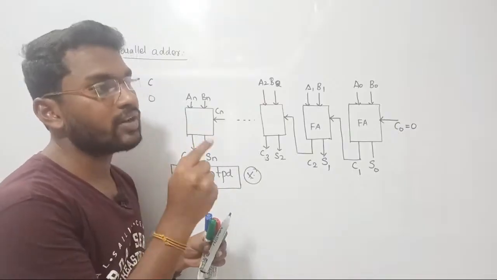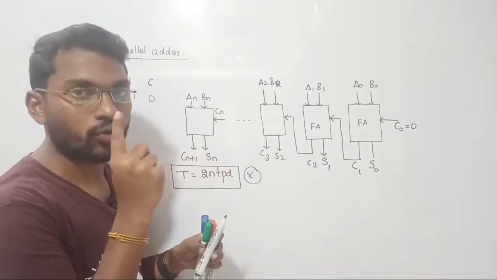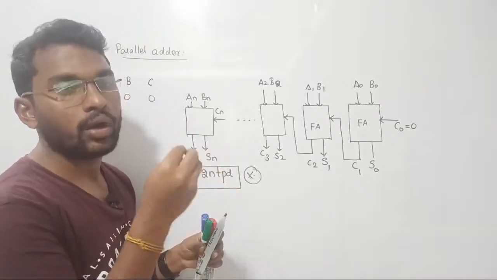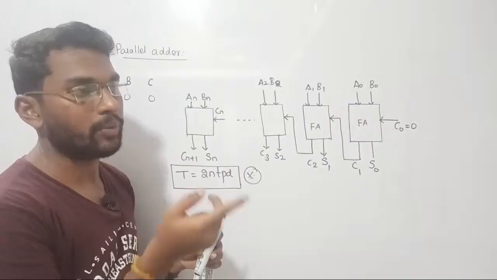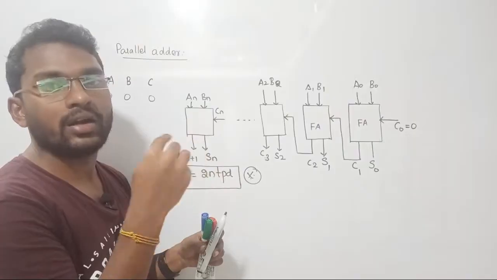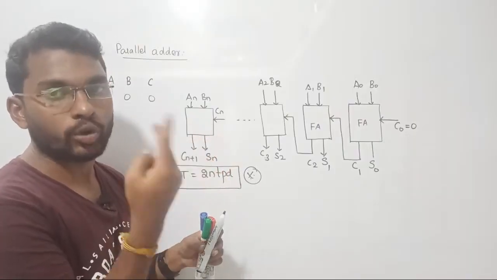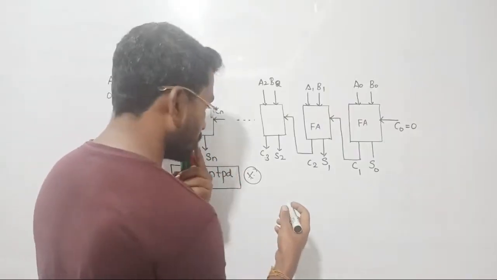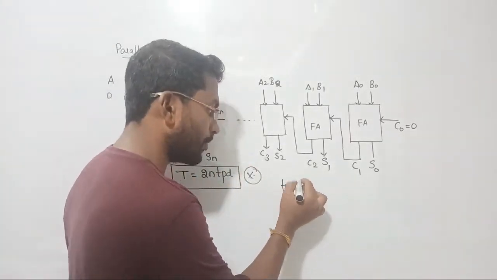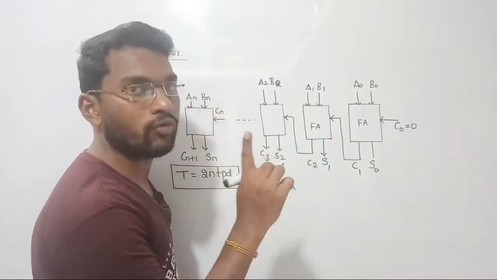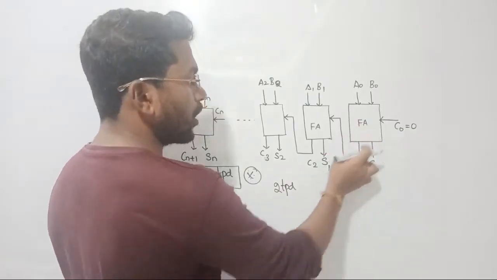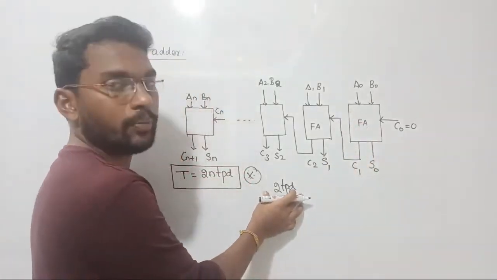So if one half adder will generate TPD delay, then the total full adder circuit delay is going to be twice of TPD. Why? Because two half adder circuits combined will create one full adder. One half adder will generate TPD delay, such that we have two half adders in one full adder, yes or no? So the total delay will be twice of TPD. So one full adder will generate twice of TPD propagation delay.